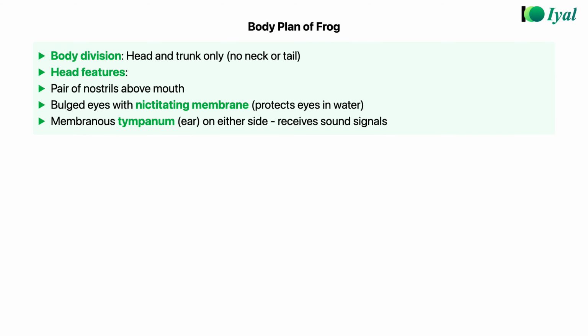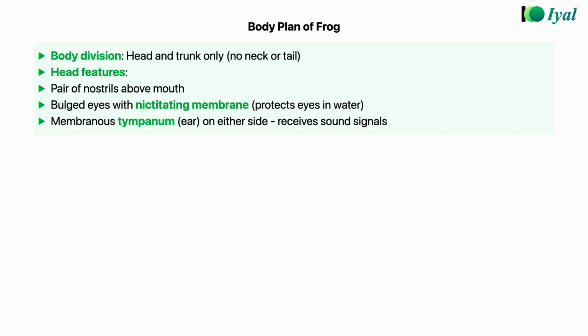The body structure of a frog is pretty straightforward. It's divided into just 2 parts, head and trunk. There's no neck and no tail in adult frogs. On the head, you'll find a pair of nostrils above the mouth. The eyes are bulged out and covered by a special nictitating membrane that protects them when the frog is underwater.